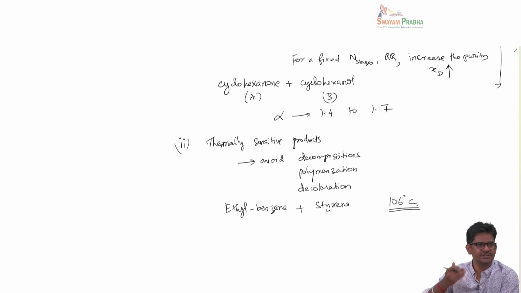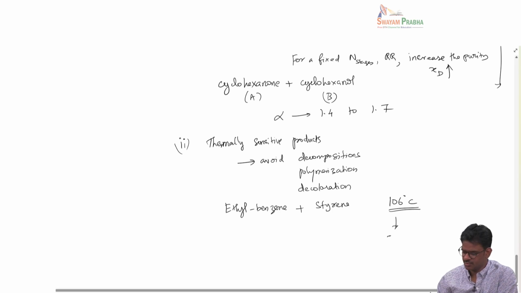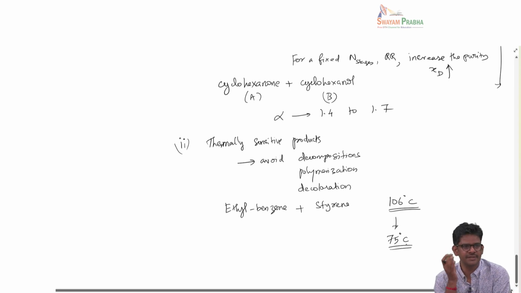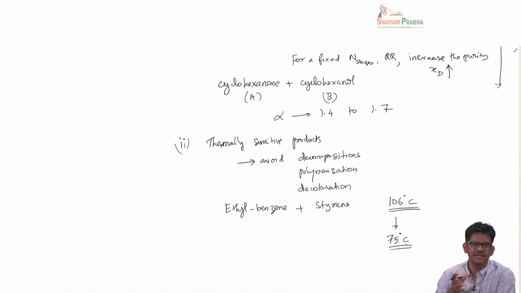But if you choose to do this in vacuum distillation, this temperature in one study was brought down to something close to 75 degrees Celsius. Okay, where it's much safer to avoid the polymerization of styrene. So you can see that vacuum distillation offers this advantage of preventing undesired reactions or decompositions.